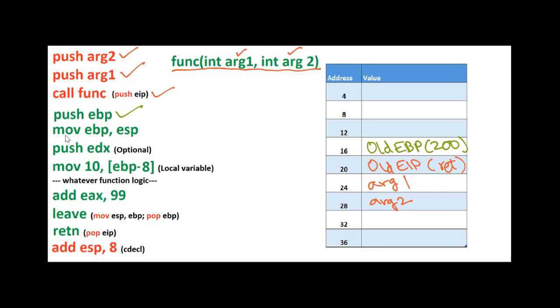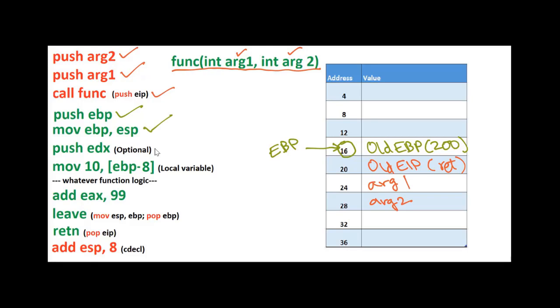And the next instruction sets a new value to EBP. So it moves the value of ESP onto EBP. ESP is a pointer which gets dynamically updated as the stack grows. So currently ESP is pointing to 16, right? And we are moving that value into EBP. So EBP had the value of 200. Now it has the value of 16.